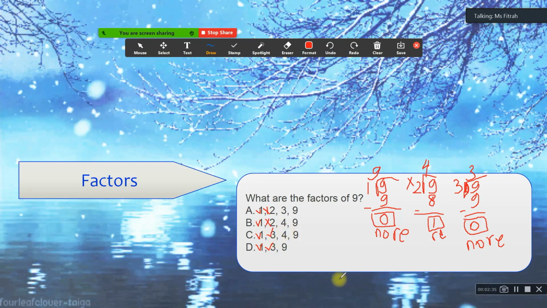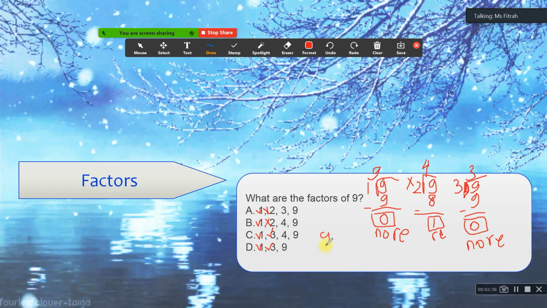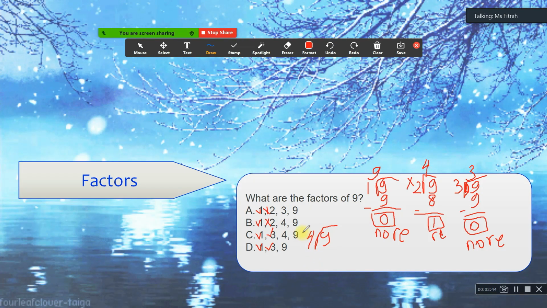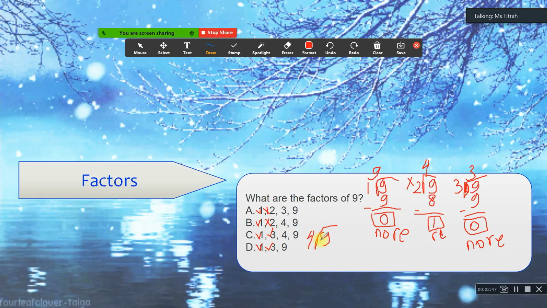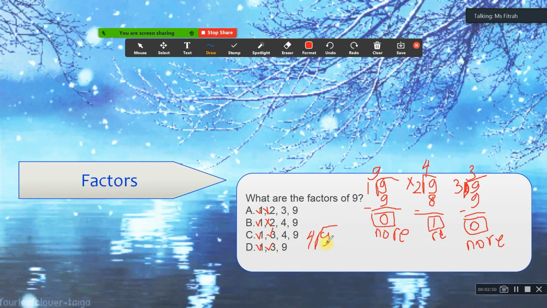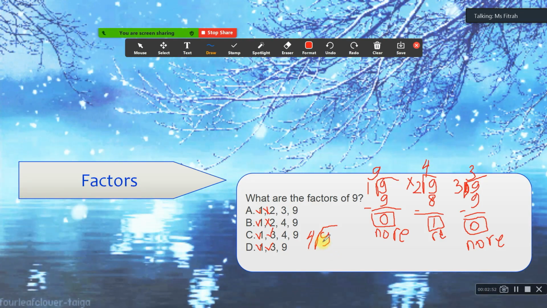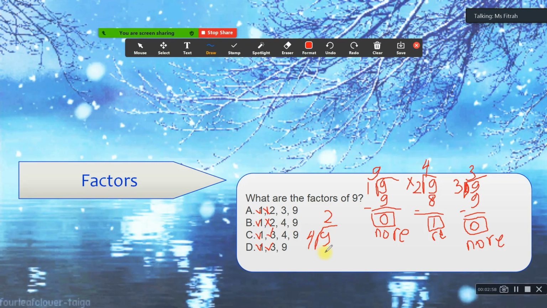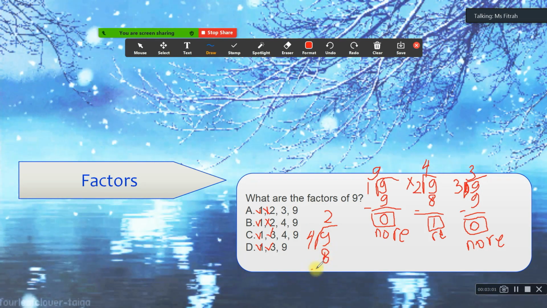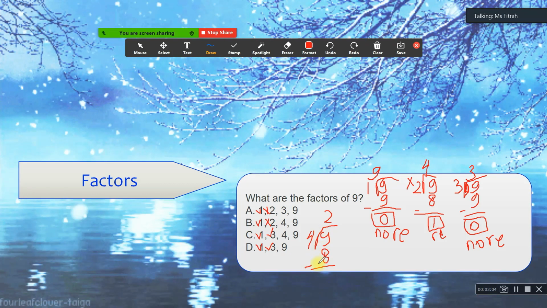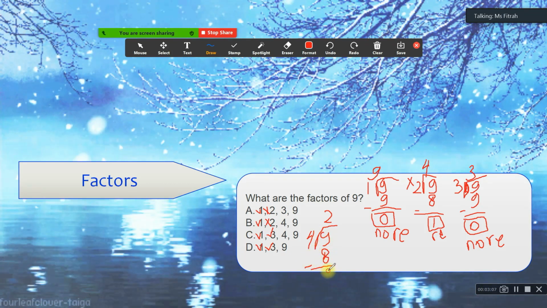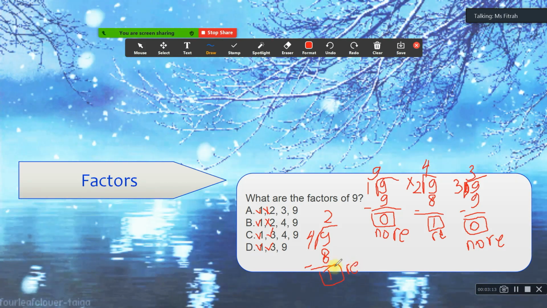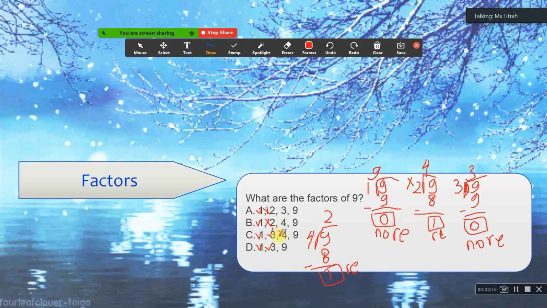How about 4? 9 divided by 4. 4 times what gives a result smaller than or equal to 9? 4 times 2 becomes 8. And we can subtract 8 from 9. 9 minus 8 becomes 1. Yeah, there is a remainder. So 4 is not a factor of 9.